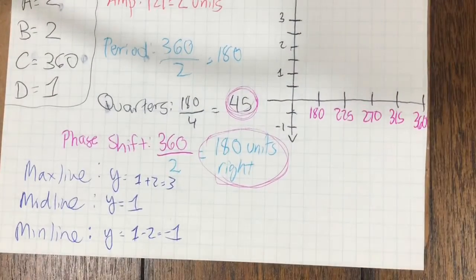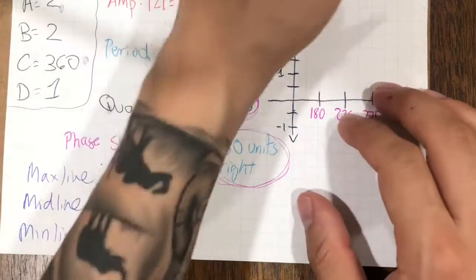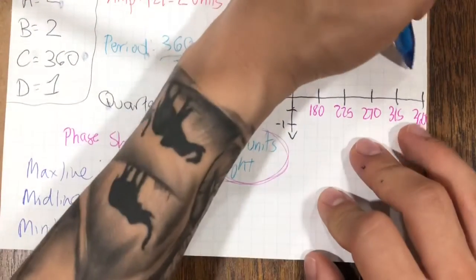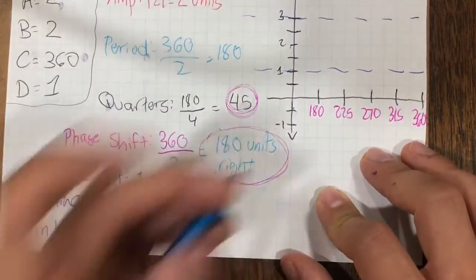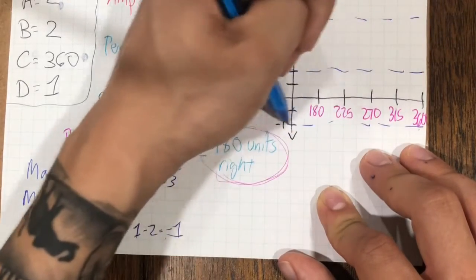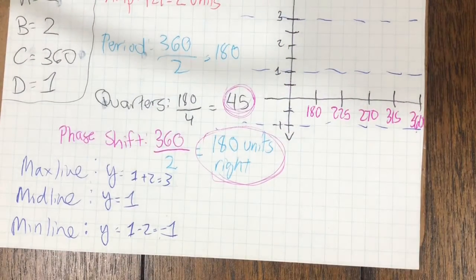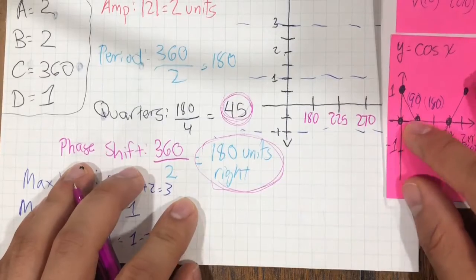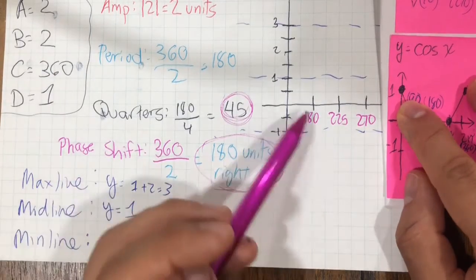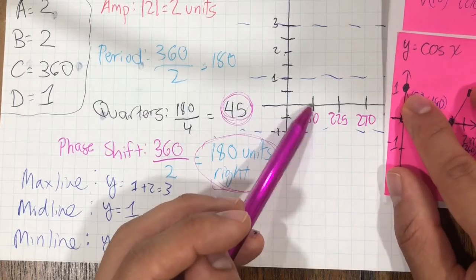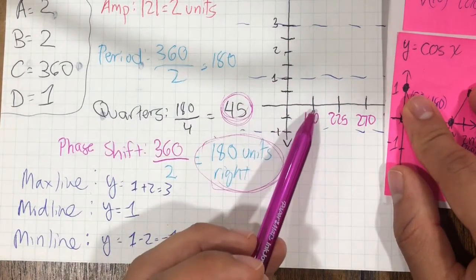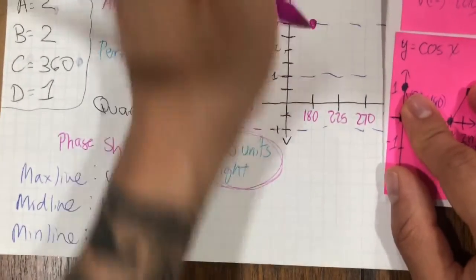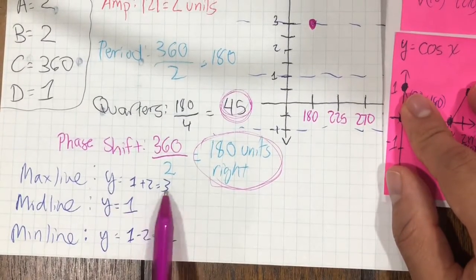Perfect. Okay, so we can go ahead and make my graph, but before that, we have the max line, the midline, and the min line. Let's start at 180. For my cosine, I always start at the max position. So at 180, all of the max points are at 3. My starting point is going to be 180 comma 3, because that is the max line. All the maximum points are at 3.